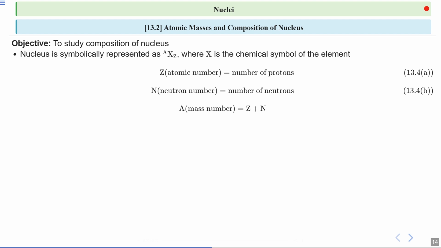Now let's define A, the mass number. A is the total number of protons and neutrons in the nucleus, and A equals Z plus N. This means if you know the atomic number and the neutron number, you can always find the mass number by adding them together.